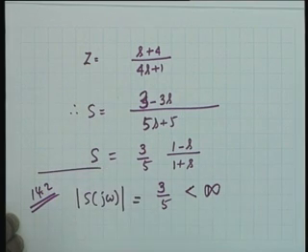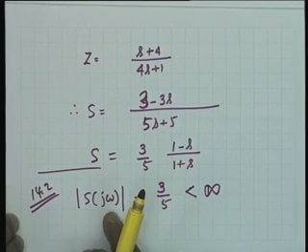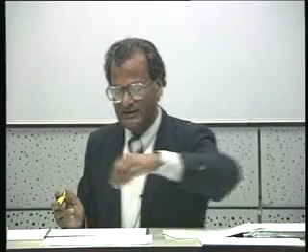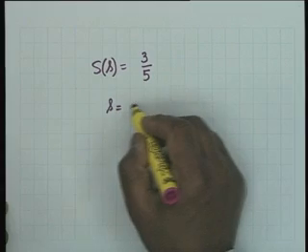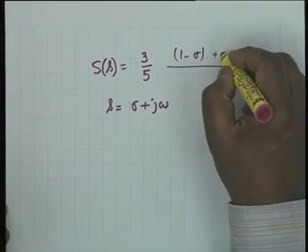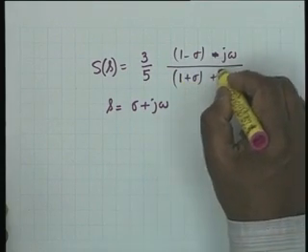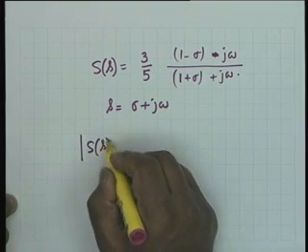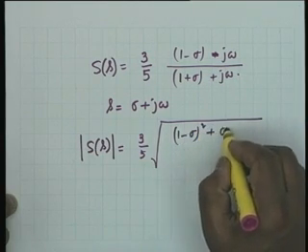This is not enough because this is on the j omega axis. You must understand this. A bounded real function is a function defined in the total S plane, not just on the j omega axis. So, in order to show that this function is bounded real, you have to write S of s as equal to 3/5, put small s equal to sigma plus j omega. Then you have (1 minus sigma minus j omega) divided by (1 plus sigma plus j omega). So, magnitude S of s is equal to 3/5 times the square root of ((1 minus sigma) whole squared plus omega squared) divided by ((1 plus sigma) whole squared plus omega squared).